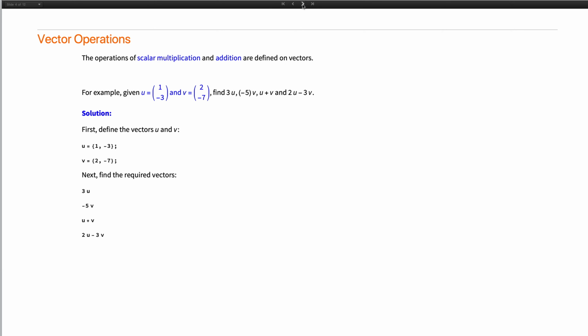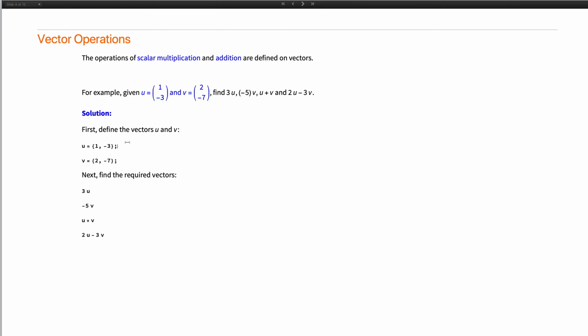Okay, now let's try and combine the vectors in 2 dimensions. So there are 2 operations. There's scalar multiplication, namely multiply every entry by a scalar, and there's addition, simply add the corresponding entries. So for example, you've got 2 vectors u and v over here. u is 1, negative 3, v is 2, negative 7. The question is, find 3u, find negative 5v, find u plus v, and find 2u minus 3v.